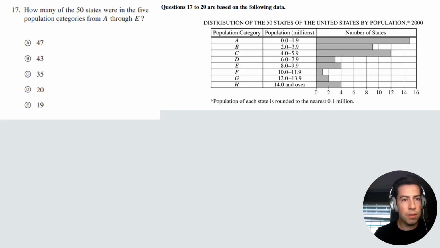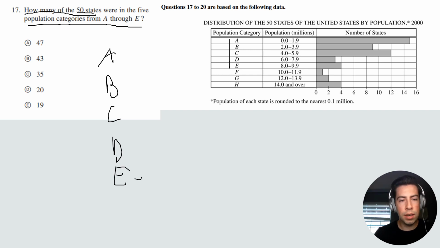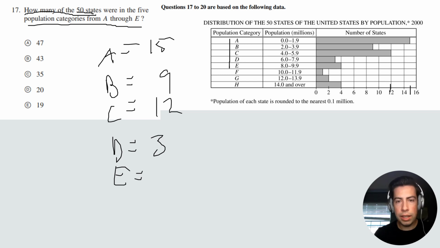Okay, so the first question is, how many of the 50 states were in the 5 population categories from A through E? Okay, so we're looking at A through E, and we're trying to figure out how many of the 50 states. So we're just going to go ahead and add up all these values, okay? So let's do A, B, C, D, and E, and let's figure out how many are in each of these categories. So for A, looks like 15. For B, we have 9. For C, it looks like we're going to have 12. D, we're going to have 3. And E, we're going to have 4. So let's go ahead and add up all those values.